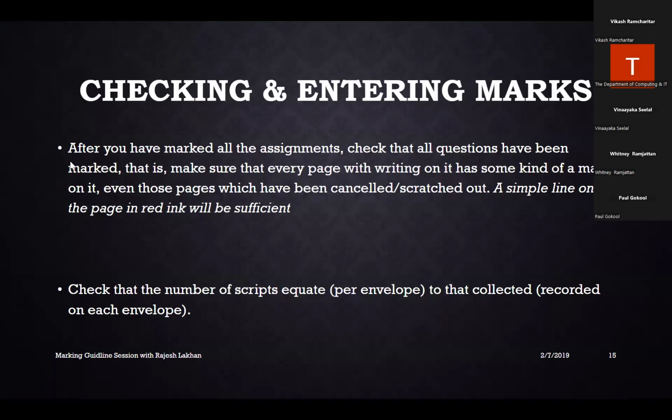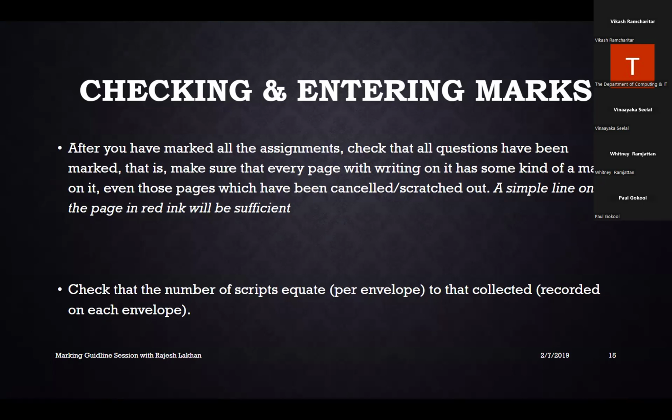Checking and entering marks after you have marked all the assignments. Check that the questions have been marked, that is, make sure that every page with writing on it has some kind of marking, even the loose pages, which you can cancel or scratch out. A simple line on the page will work. Yeah, so this is something important. It sometimes seems unnecessary to the marker, but it does serve a purpose.